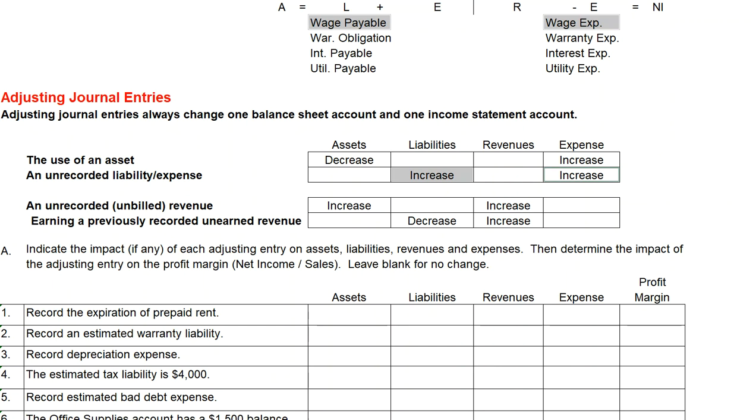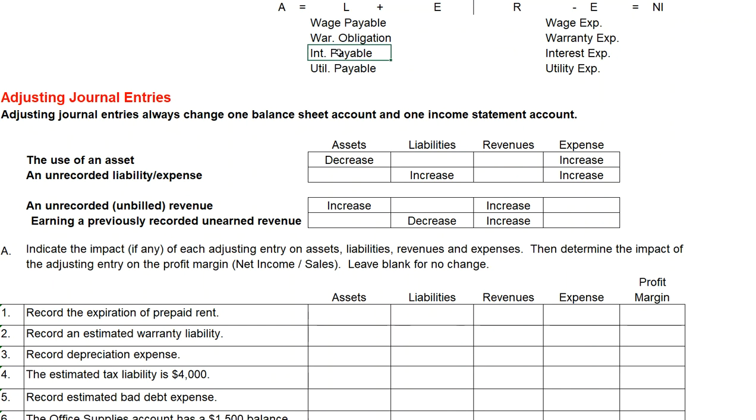If we offer a warranty obligation on our products, at the end of the year, we probably have an outstanding warranty obligation or a liability, and we will record a warranty expense. Again, we recorded the sales in the most recent period. We want to record that warranty expense in the same period. If we've borrowed money in the past year, likelihood is at the end of the year we owe interest expense and we'll need to record interest payable.